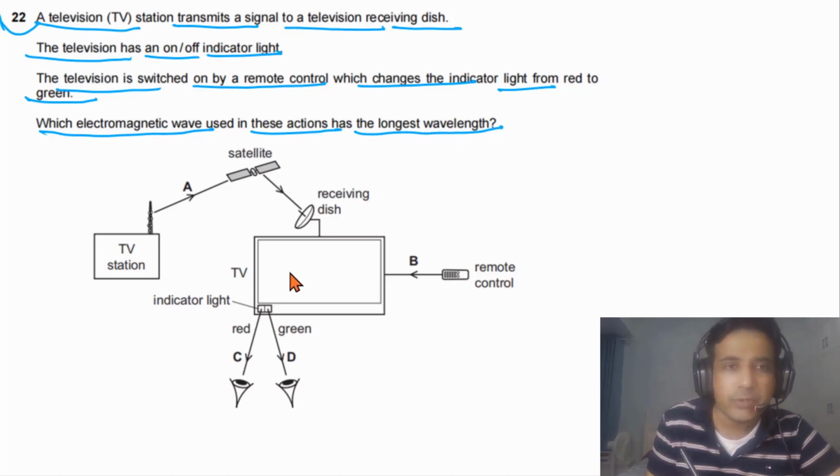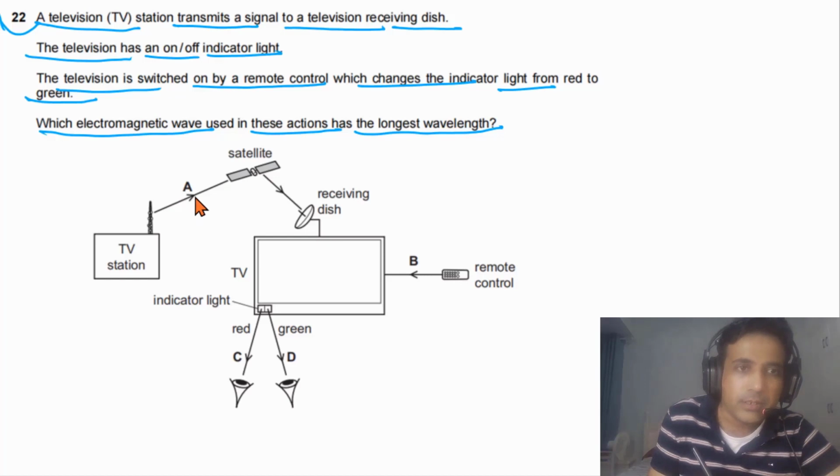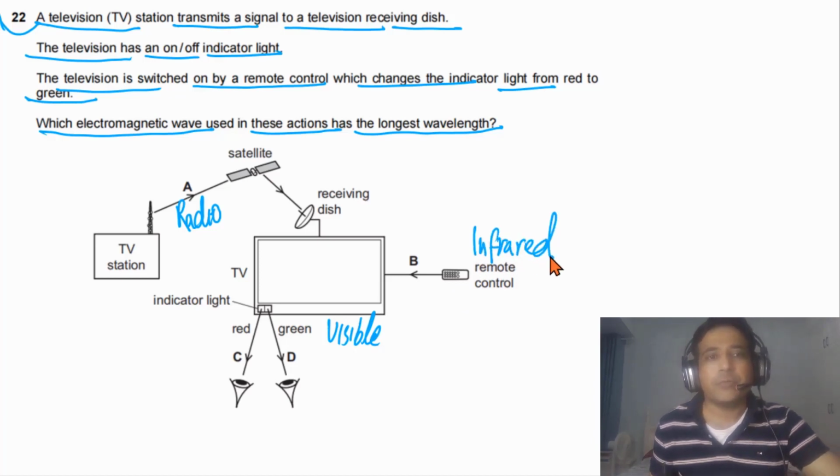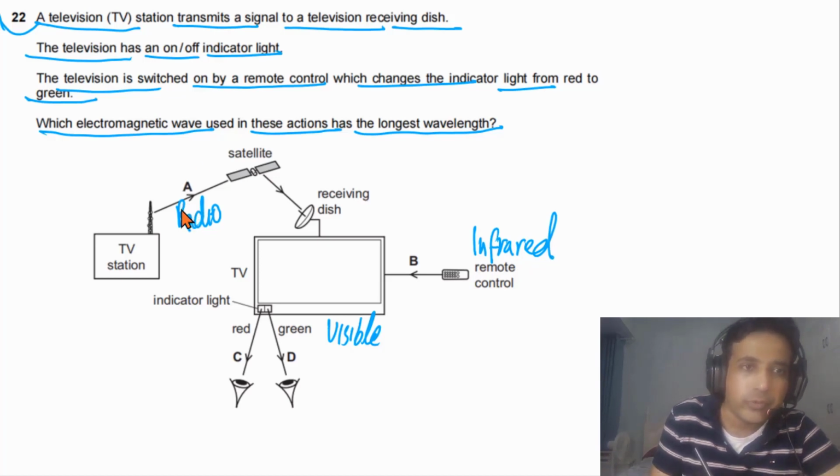First of all, we need to understand what kind of electromagnetic wave each one is. This one is a radio wave. Here we have visible light: green and red are visible light. And this one is infrared. So which one has the longest wavelength? Radio waves have the longest wavelength. So the answer for this question is A.